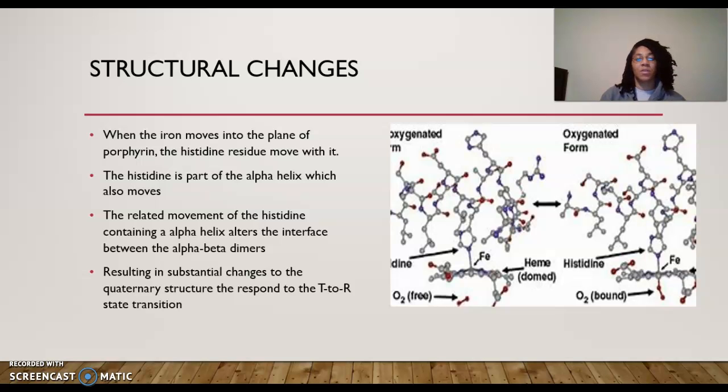The response to this is the T and R state transition. So now it's going from a tense to a more relaxed state, which increases the oxygen affinity.